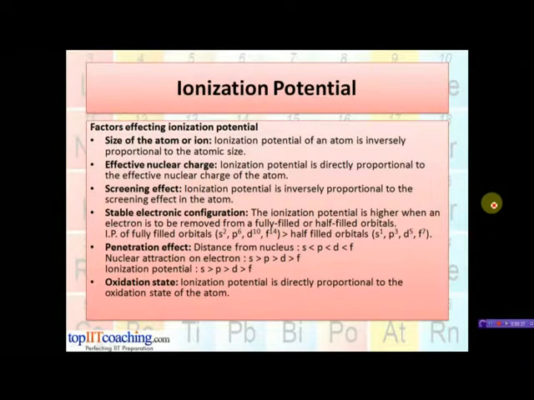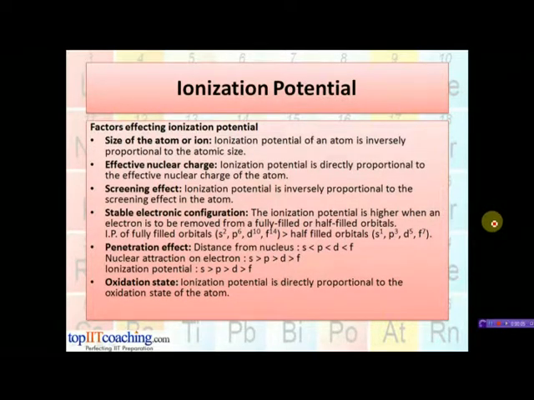The second factor is the effective nuclear charge. Ionization potential is directly proportional to the effective nuclear charge of the atom. That is, if the effective nuclear charge is high, that is the attraction on the outermost electron is high, the ionization potential, that is the energy required for the removal of the electron, will also be high.